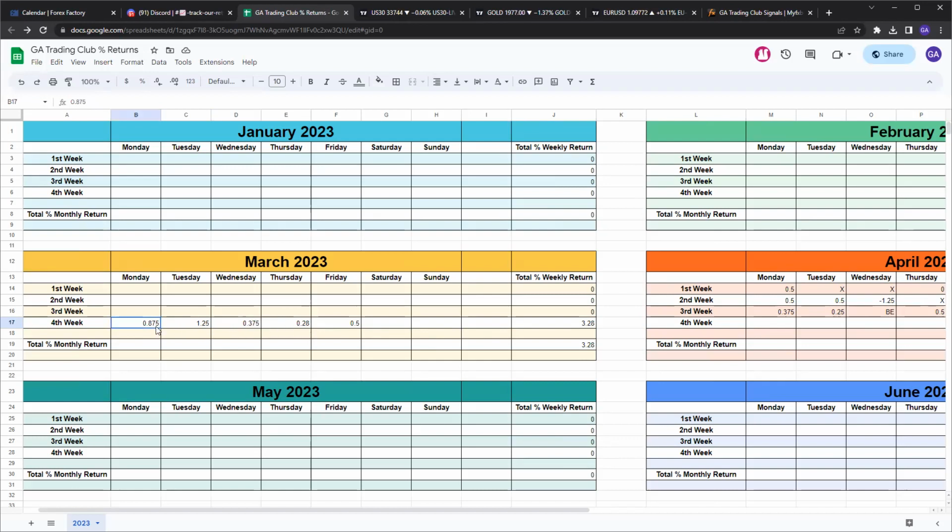But all of this converts to money. So this is the account I use as my main account to copy, a 200K account. So here, this Monday, I made 0.875% of a 200K account. This day was a news day. We made 1.25% of a weekly account.